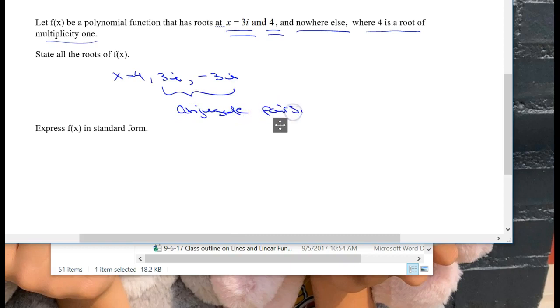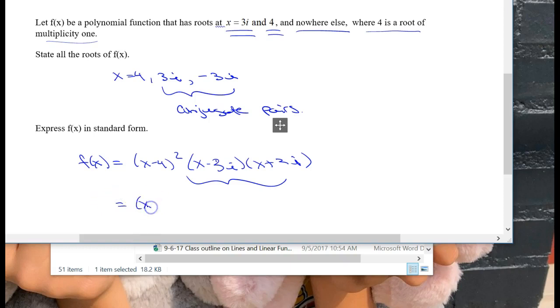Now, let's express f of x in factored form first, and then we'll express it in standard form. So f of x in factored form is going to be x minus 4, quantity squared, times x minus 3i times x plus 3i. Okay, now something interesting is going to happen here. What I'd like you to do is go ahead and multiply those factors out first. When you multiply out these two factors, you should probably land here, x minus 9i squared.